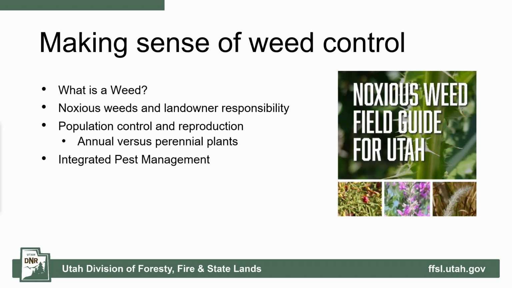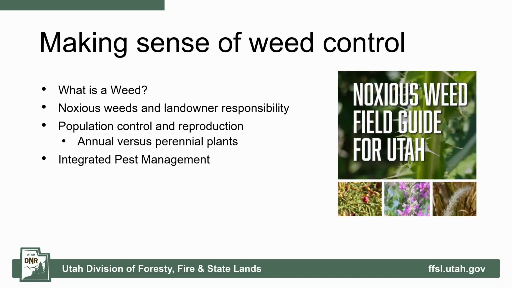So an annual plant only reproduces by seed, and that can be handled quite differently than a perennial plant. So an annual plant only reproduces by seed and typically only lives for 1 year, hence the word annual. A perennial plant is long-lived and lives over many years. And these basic concepts are a big part of what is built into integrated pest management.